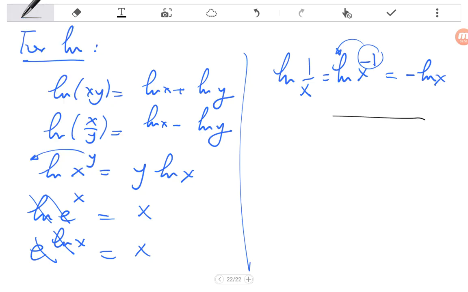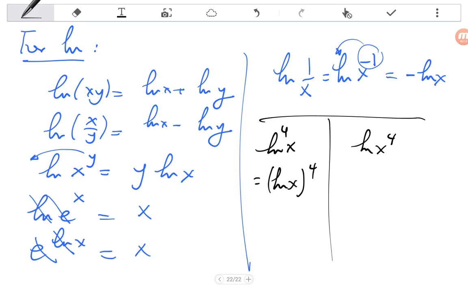Also, we need to notice that there is a difference between ln power 4 of x and ln x power 4. What is the difference between these two? In this case, what is ln power 4 x? It is just ln x all power 4. That is a similar expression. Ln power 4 x is just as saying ln x all power 4.